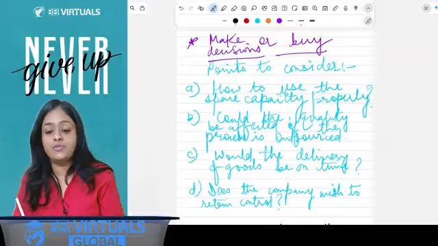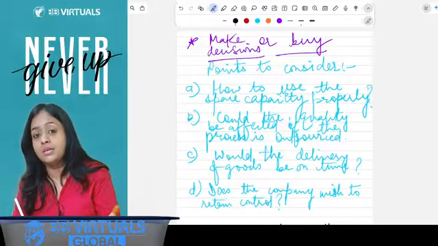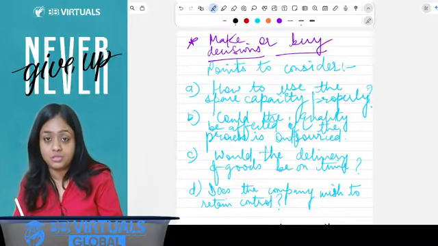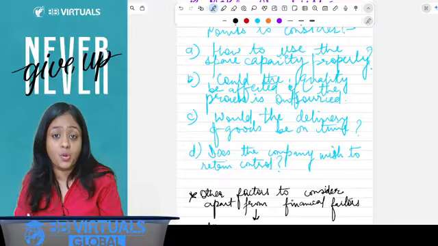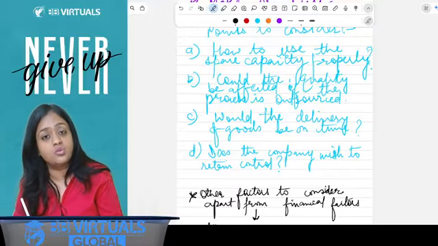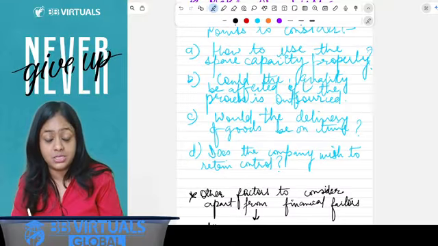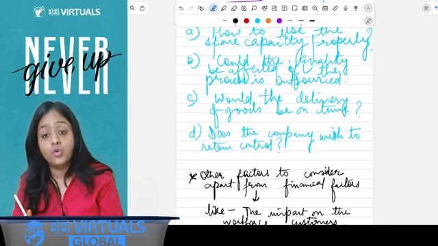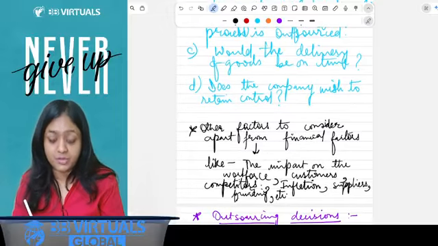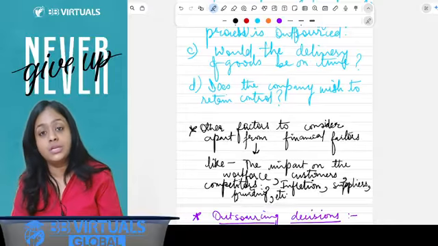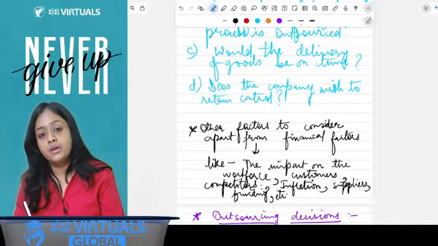Make or buy decisions, a few points to consider. When you have to choose whether to make it in-house or buy it from an outsourced supplier, the points to consider are how to use the spare capacity properly, which is now spare because you're outsourcing to somebody else. Could the quality of the product be affected if it is outsourced? Would the delivery of the goods be on time or not, because your customer will be dissatisfied otherwise. Does the company wish to retain control, because sometimes it can lead to control dilution also if the product is outsourced.